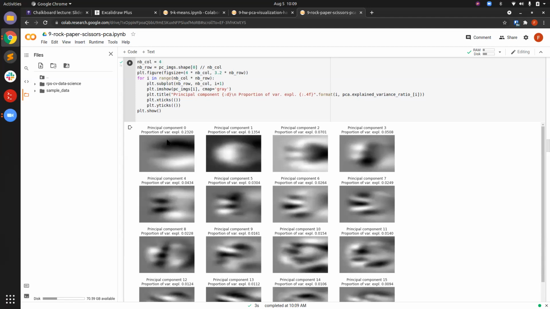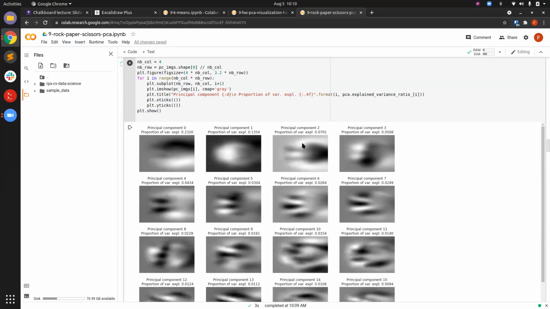You can see that the first principal components sort of represent the fundamental position of the hand within the image, right? Some of them have a hand up here, some of them have a hand down here. Depending on where the hand is located in the image, that's the first and most highly varying thing between the images. So that's what's encoded by the first few principal components.